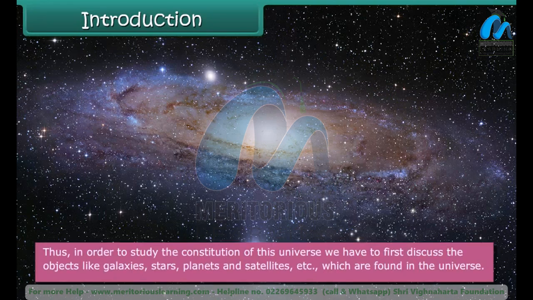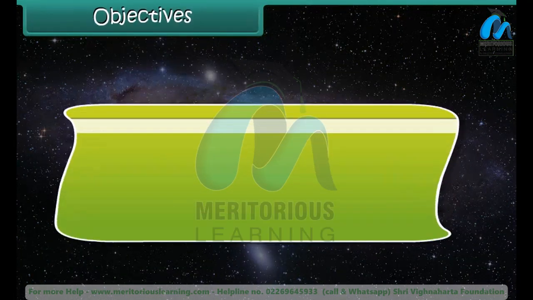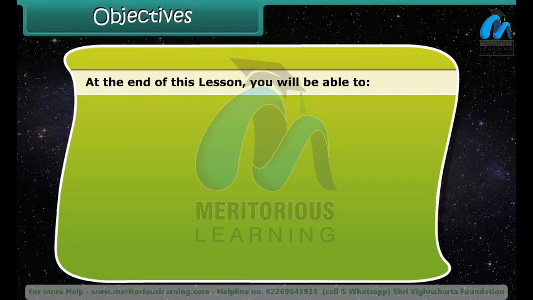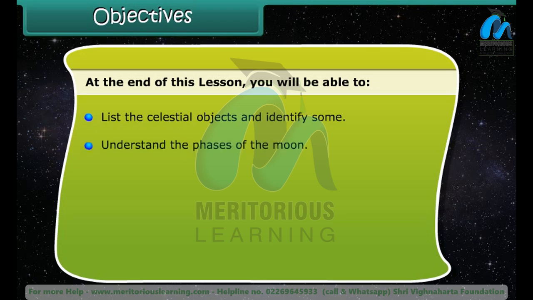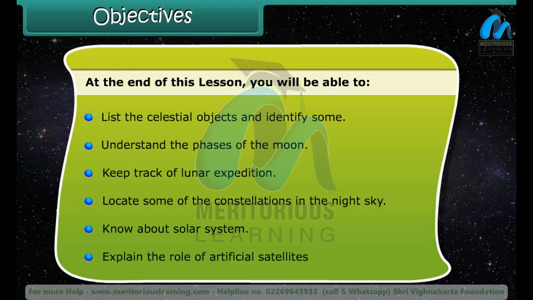Thus, in order to study the constitution of this universe, we have to first discuss the objects like galaxies, stars, planets and satellites, etc., which are found in the universe. Objectives. At the end of this lesson, you'll be able to list the celestial objects and identify some, understand the phases of the moon, keep track of lunar expeditions, locate some of the constellations in the night sky, know about the solar system, and explain the role of artificial satellites.